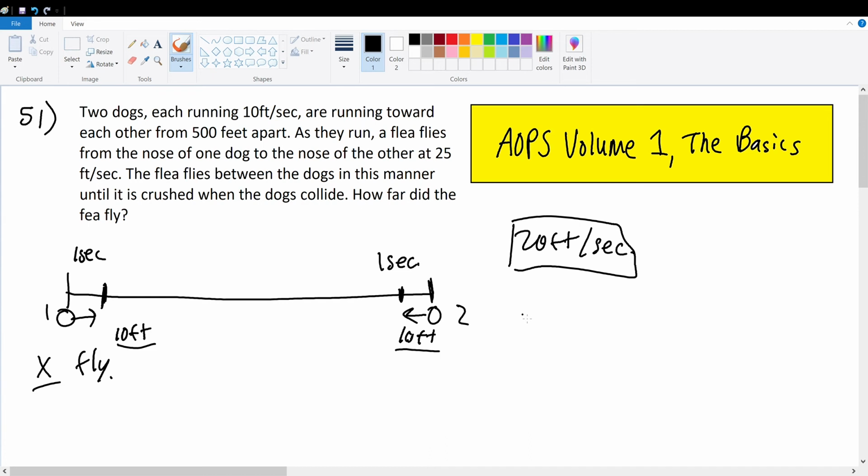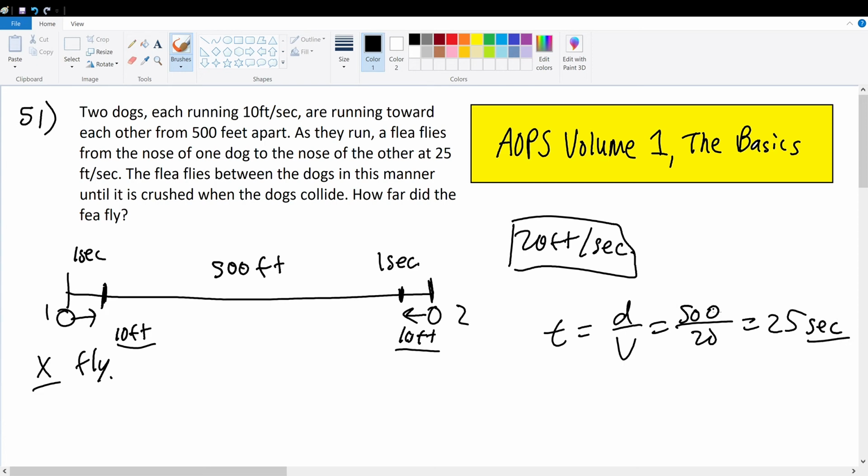And with that, we can apply our knowledge that this entire length is 500 feet. So the time it took for the dogs to intercept each other is equal to the distance divided by the velocity, which is 500 divided by 20, which is equal to 25. Meaning it's 25 seconds, by the way, because it's 500 feet divided by feet per second. Hence, it's 25 seconds. So it took 25 seconds for the two dogs to intercept each other, and that is the amount of time that the flea had to fly between the first dog's nose and the second dog's nose.